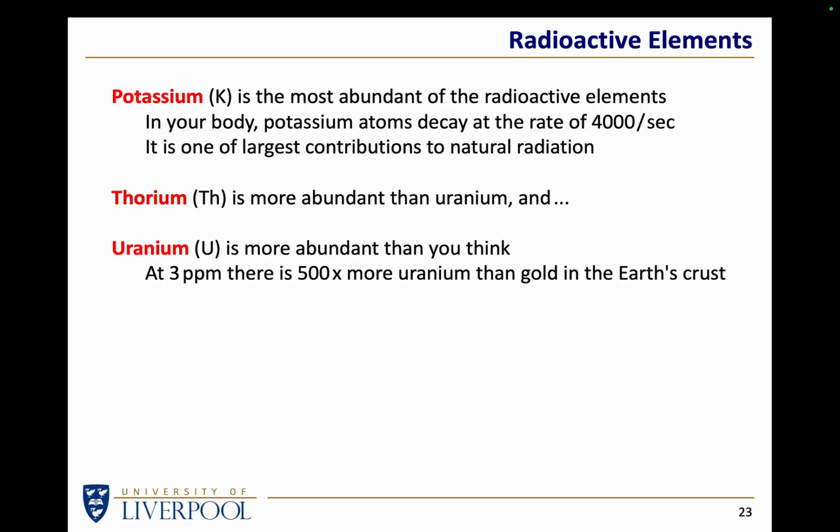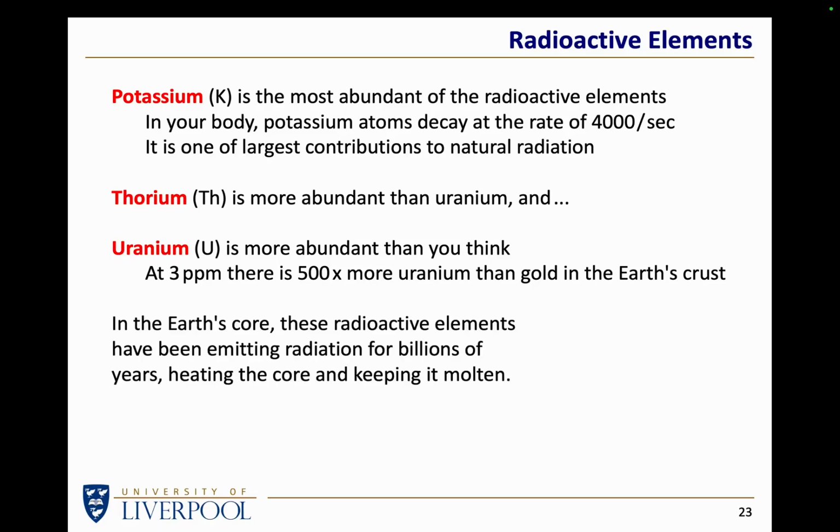3 parts per million, that means there's 500 times more uranium in the world than there is gold. But it's economically viable to dig gold out of the ground, and it's much more expensive to dig uranium out of the ground, which is why you don't have quite as much of it around. But in terms of how much is in the Earth's crust, huge amounts of it.